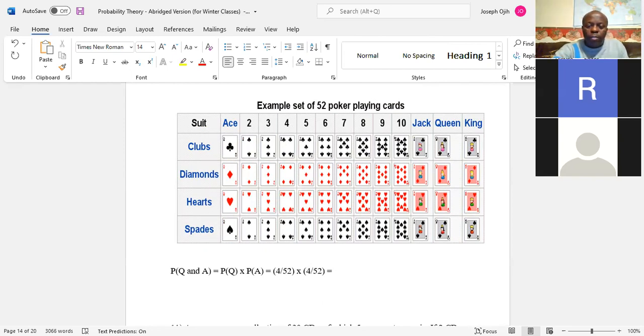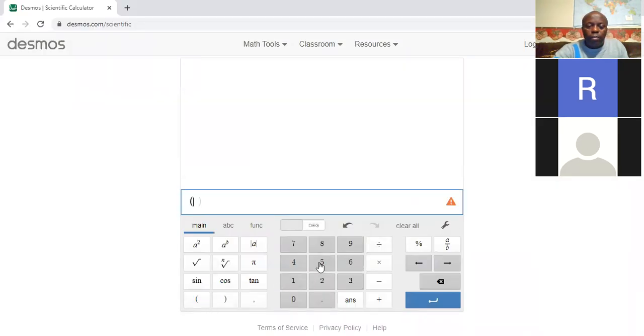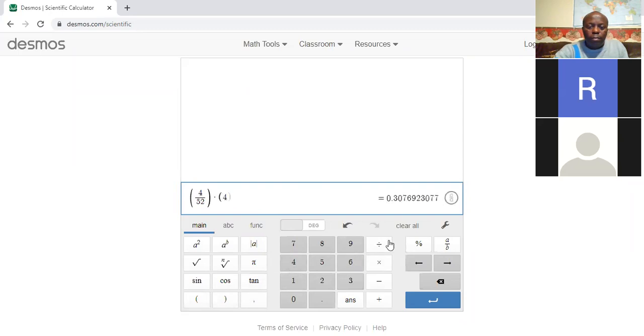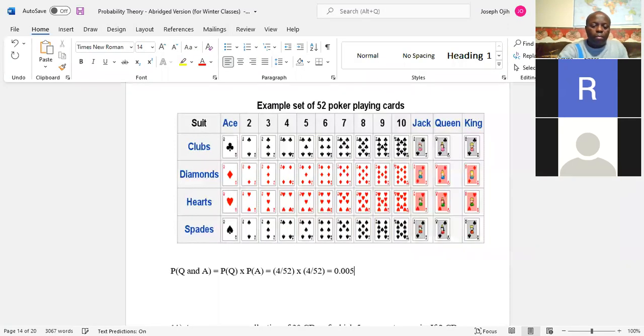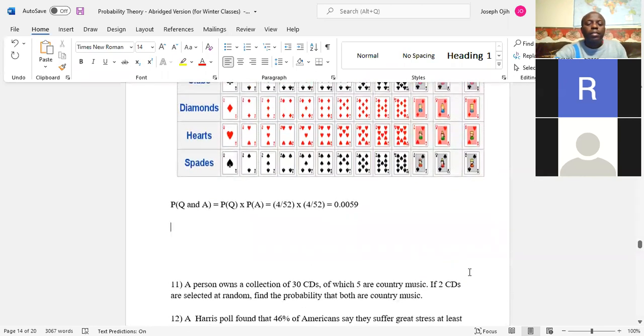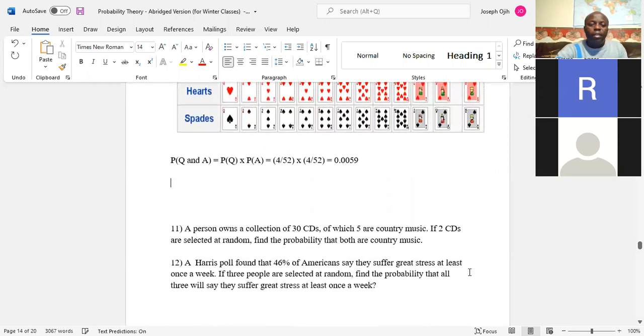So I'm going to put the Q here, 4 over 52, times 4 over 52, which is 0.0059. You can call it 0.006, depending on what you have. If you like it, call it 0.006. Any question on this one? Any question? I'm sure there won't be.